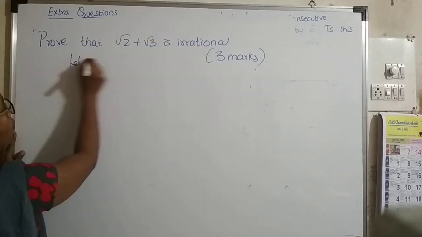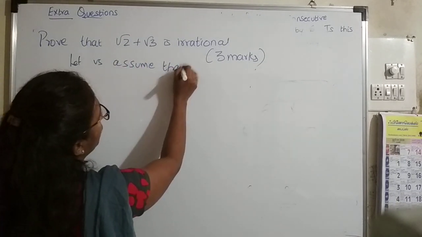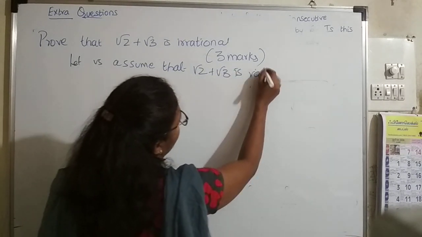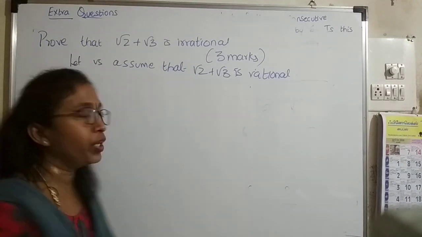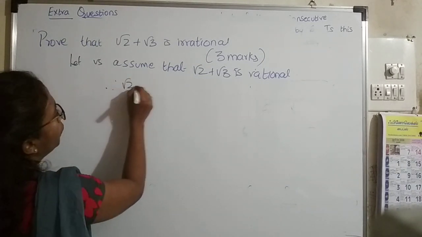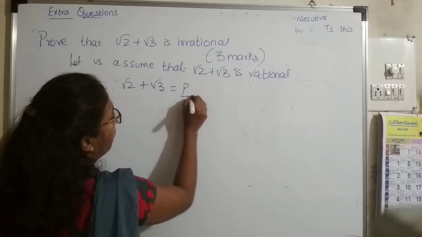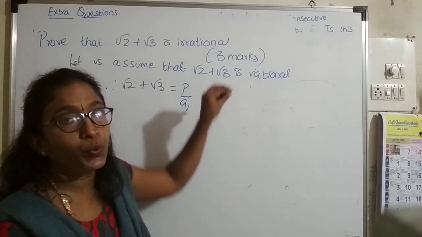Let us assume that root 2 plus root 3 is rational. If it is a rational number, then we can write it in the form of p upon q. So root 2 plus root 3 equals p upon q, where p and q are co-prime integers and q is not equal to 0.